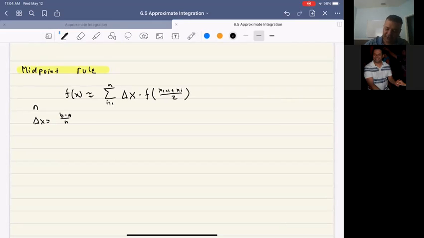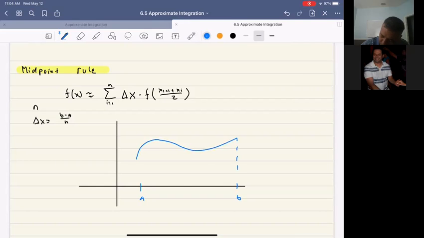So all we're doing here when we're doing the integral is that at x_{i+1}, we're actually taking the midpoint as sort of the point at which we're going to take the rectangle. Okay? All right, so that's the first one.